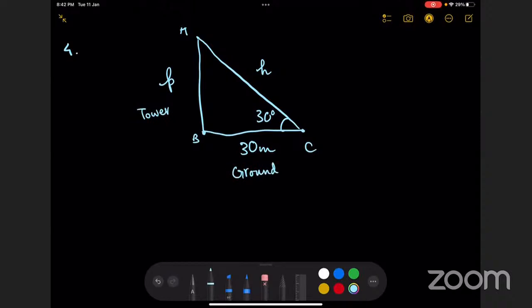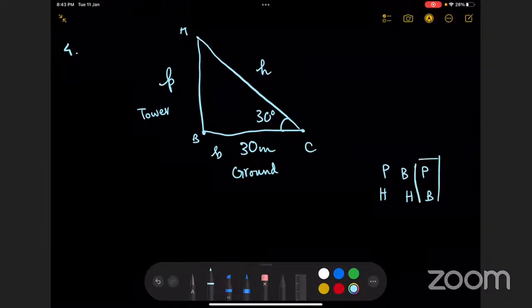So the base is 30, right? We need to find the height of the tower. We need to find P. This is the base. We can use both of these formulas, and we need to find the height. So it could be any of these, except we don't know the hypotenuse. We have to use this one, tan theta.